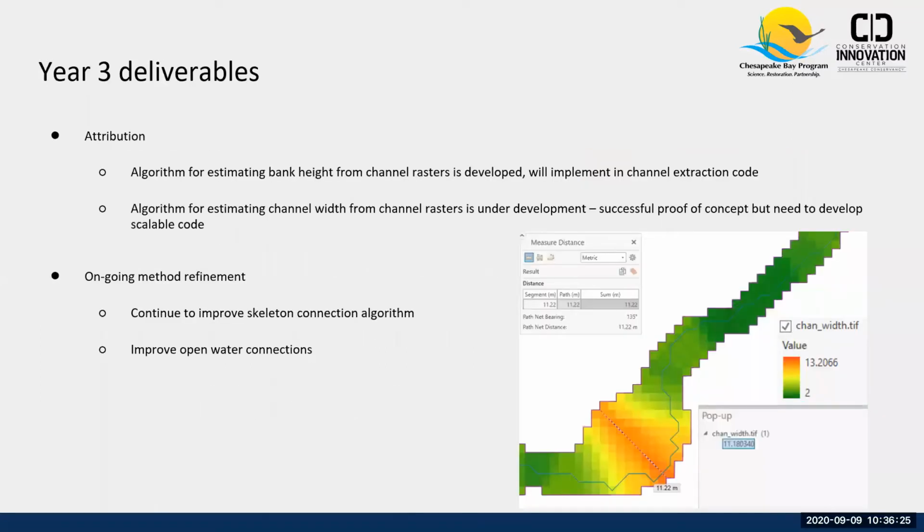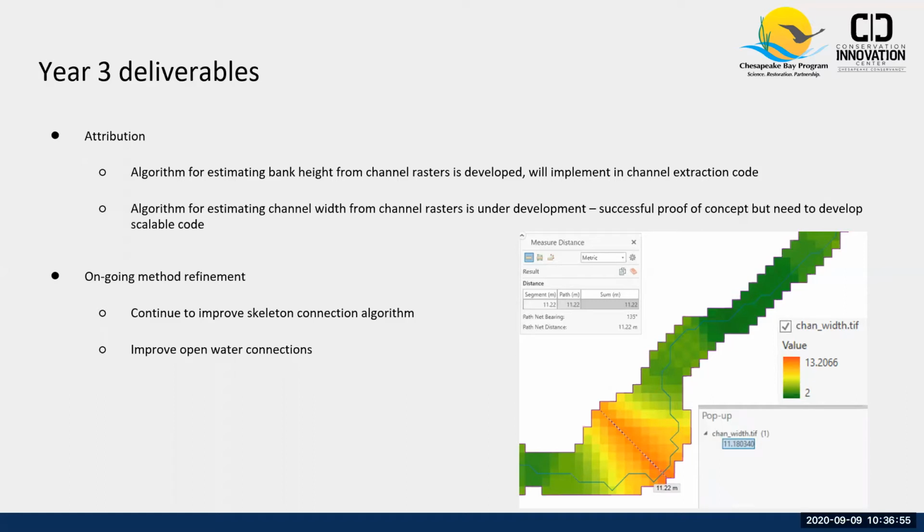We're also working on attribution in year 3. So we have an algorithm to calculate bank height from the channel rasters using some intermediate geomorphon data. And similarly, we have an algorithm for estimating channel width, which you can see an example of here. So this is a channel, and the green pixels represent narrower widths. And then you can see where the channel widens towards the bottom, the pixels become yellow and orange.